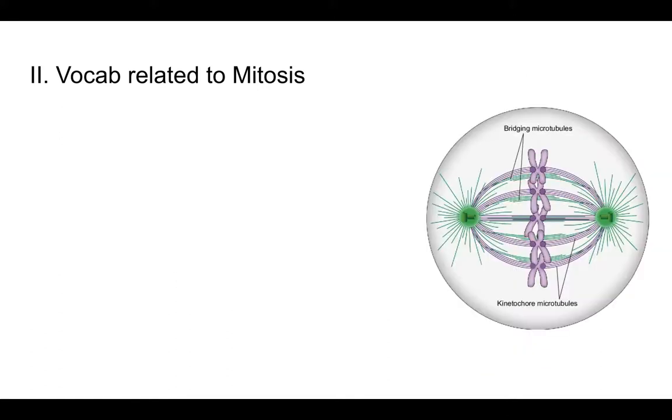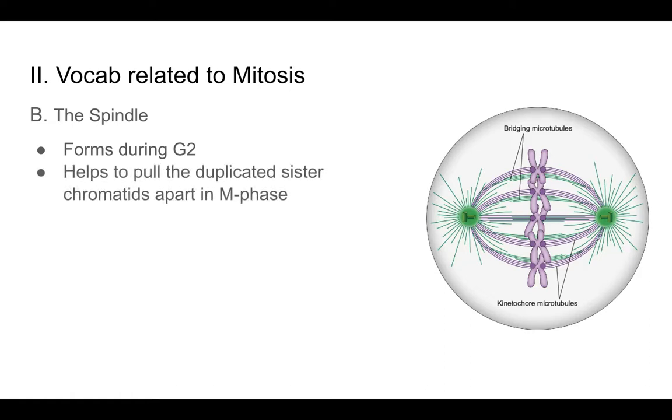The other thing that I want to talk about is something called the spindle. So you have this diagram in your notes, and the spindle is formed during G2 of interphase, and it's really important in pulling the sister chromatids apart once we actually start to talk about nuclear division in the M phase. And so within the spindle, there are a couple of things that I want you to label. The first thing that I want you to label is called the centrosome. And so over here on your diagram, you see this entire green area.